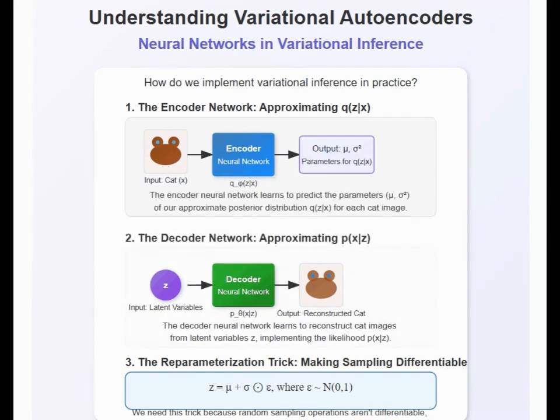Essentially, the encoder is telling us, given this specific cat image, here's my best guess about what latent features might have generated it and how confident I am about each feature. For example, when processing a Siamese cat image, the encoder might output values suggesting that the fur color feature has a mean of 0.7, indicating Siamese brown with a small variance of 0.1, meaning it's quite certain about this. For eye color, it might predict different parameters.